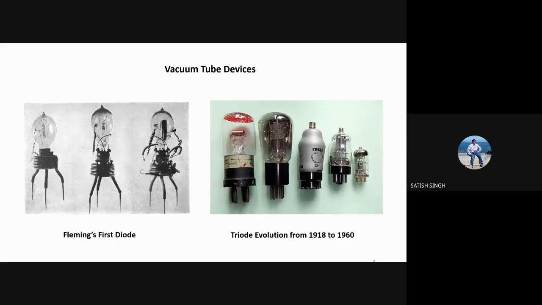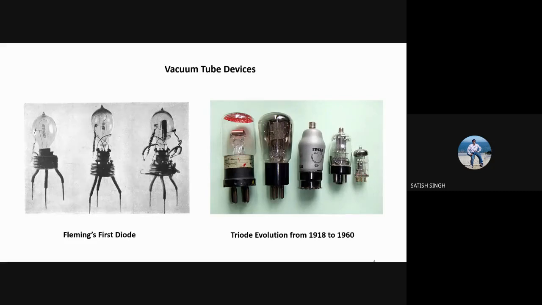You can see we have Fleming's first diode, which looked something like this. Then we have triodes. These are the different triodes I have taken here, just to show you how the triode evolved over the years, from 1918 to 1960. You can find different types of triodes, an evolution that took place over that time.